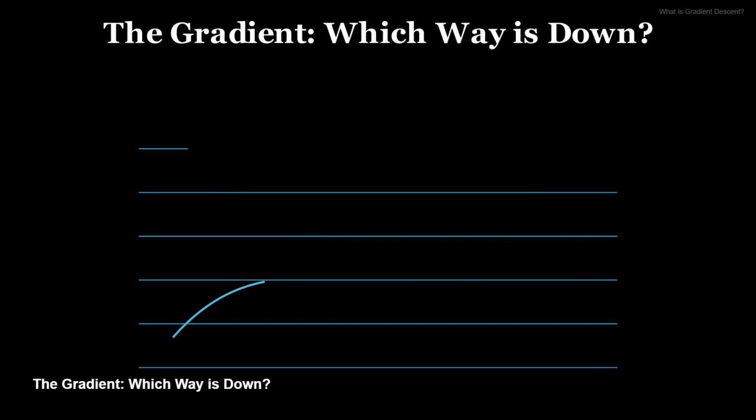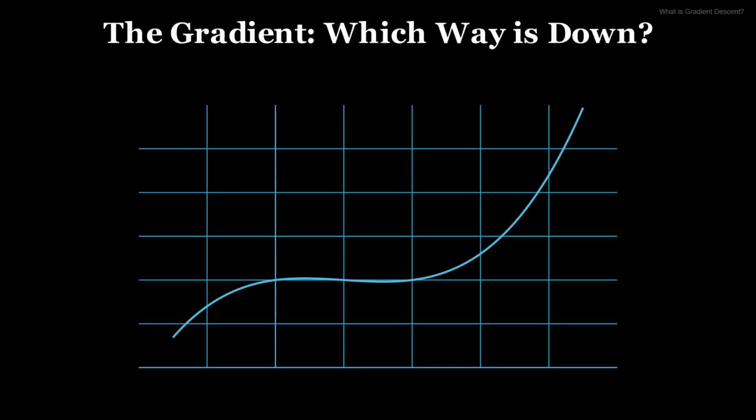To know which way is downhill, we use calculus, specifically the derivative. For a single parameter, the derivative tells us the slope of the cost function at our current point. If the slope is positive, we need to decrease our parameter. If negative, we increase it. For multiple parameters, we use the gradient, which is a vector containing all these partial derivatives. It literally points in the direction of the steepest descent, so we move in the opposite direction.